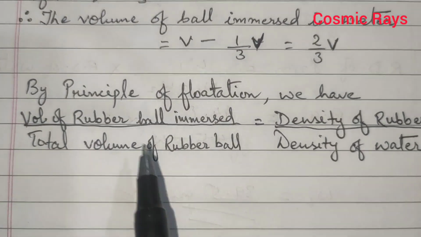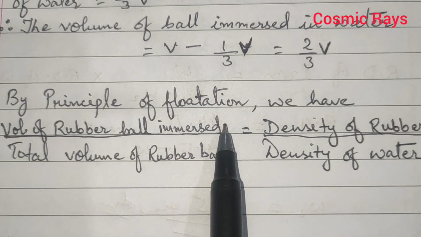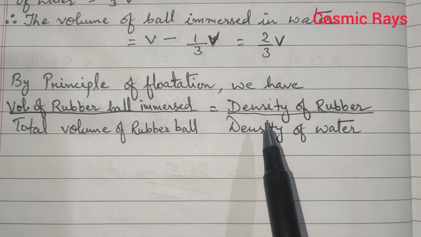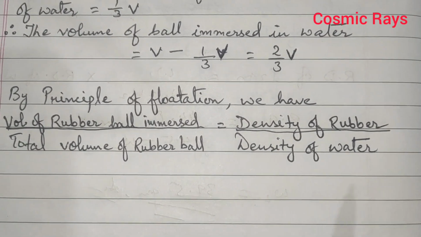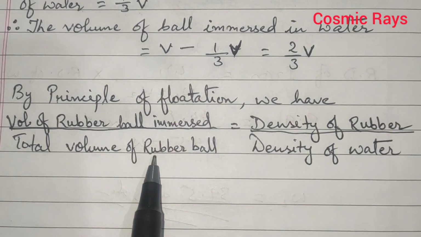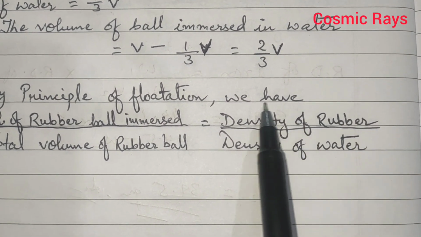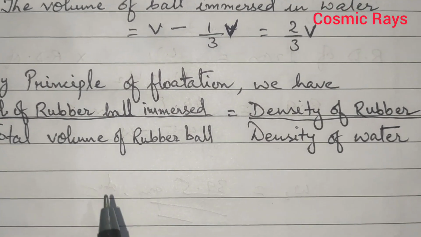So by the principle of flotation, we have the volume of rubber ball immersed in water divided by the total volume of rubber ball will be equal to the density of the rubber divided by the density of water. So we have the volume of the rubber ball immersed in water, we have the total volume of the rubber ball, we have the density of water, we have to find out density of rubber. So we just put the values.